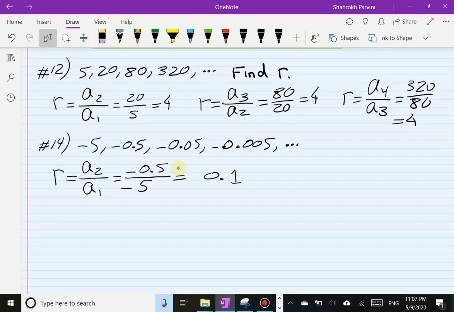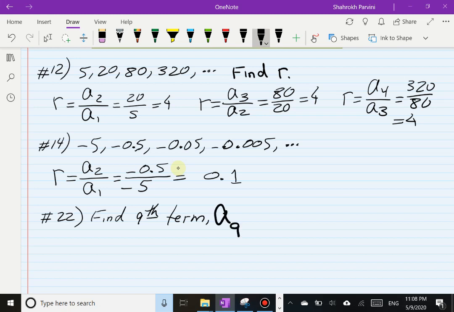Now, in exercise number 22, the question asks us to find the 9th term. Now, remember, 9th term for us means a subscript 9. The subscript gives you the term number in the sequence, which term. So they want the 9th term in the sequence 2, 8, 32, and so on.